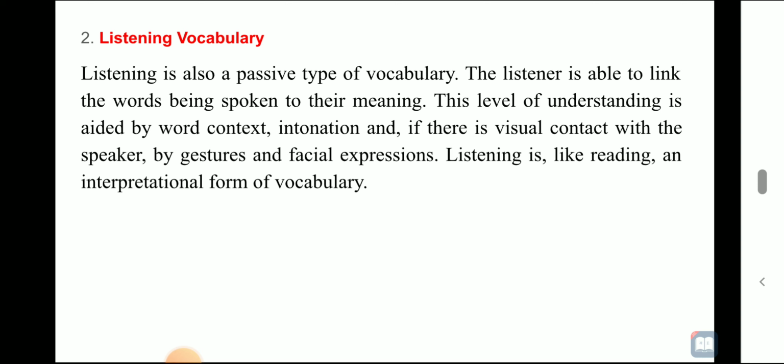Now see, it is also a passive type of vocabulary. The listener is able to link the words being spoken to their meaning. This level of understanding is aided by word context, intonation, and if there is visual contact with the speaker, by gestures and facial expressions. Listening is like reading, an interpretational form of vocabulary, because when you are listening, you are trying to interpret the content spoken by the speaker with the help of the vocabulary that you have stored in your mind, isn't it?